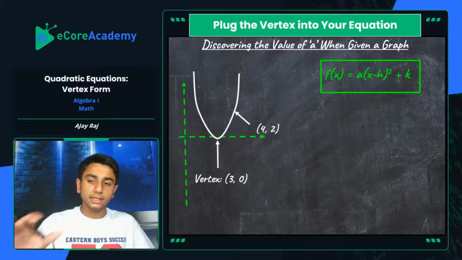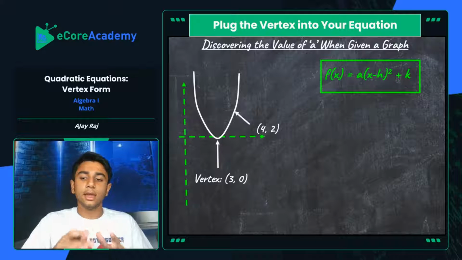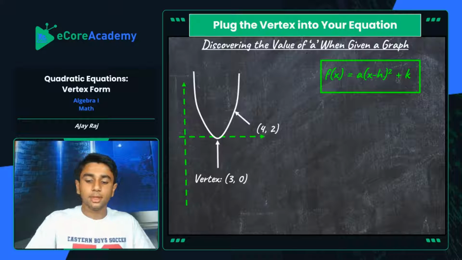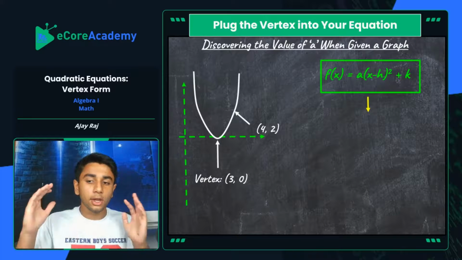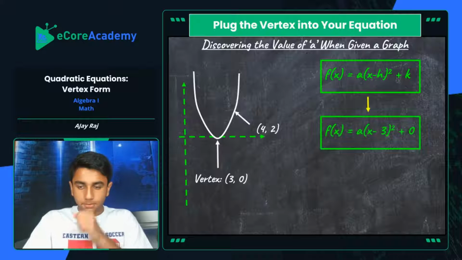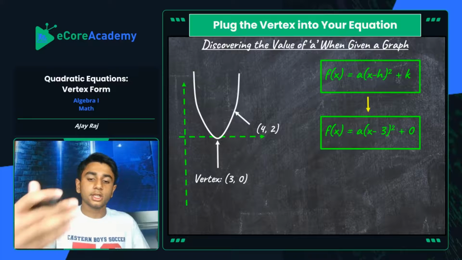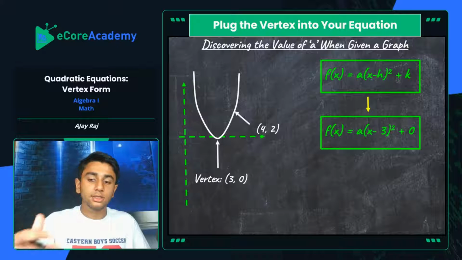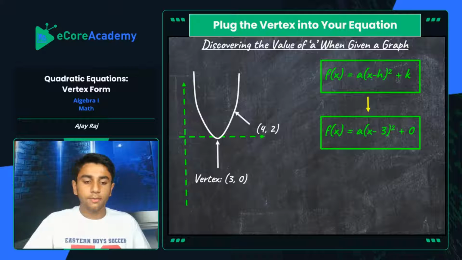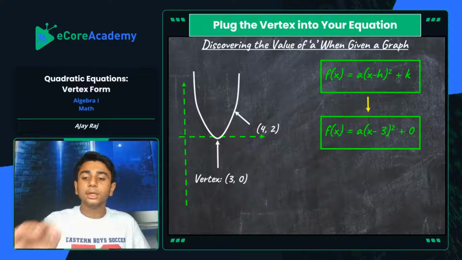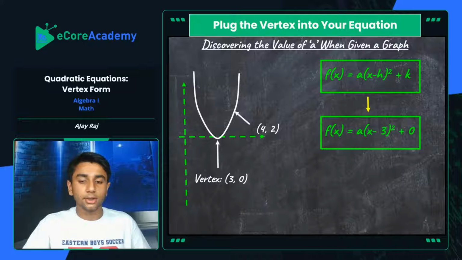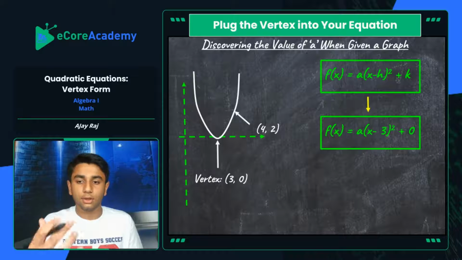So let's start off with our basic vertex form equation. f of x equals a times x minus h squared plus k. So the first thing is that we have the vertex. That's going to be our h and our k already knocked out. So now we have f of x equals a times x minus 3. Obviously, we're going to subtract our h. And then, of course, we're going to add 0 because 0 is our y-coordinate for our vertex. Now, the only thing that we have to calculate for is a. It's nowhere given on the graph traditionally, so we actually have to calculate for it.